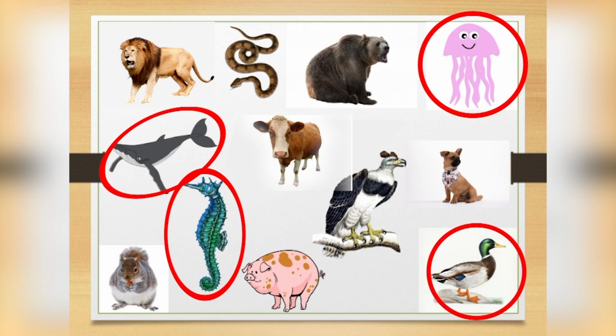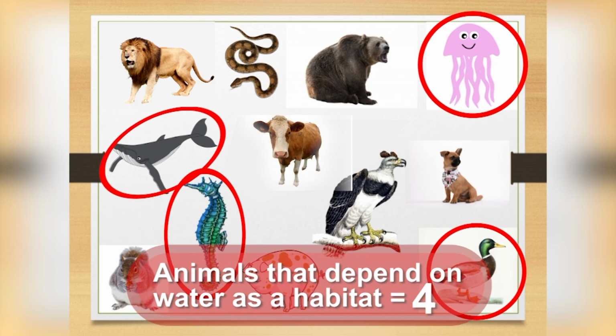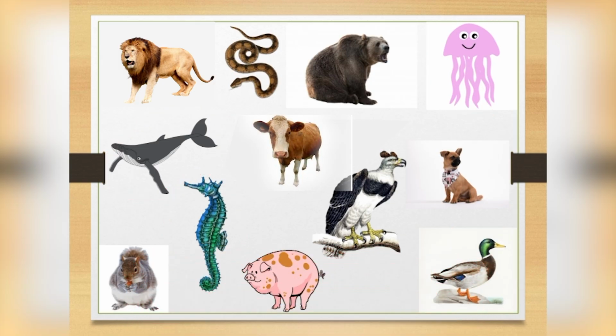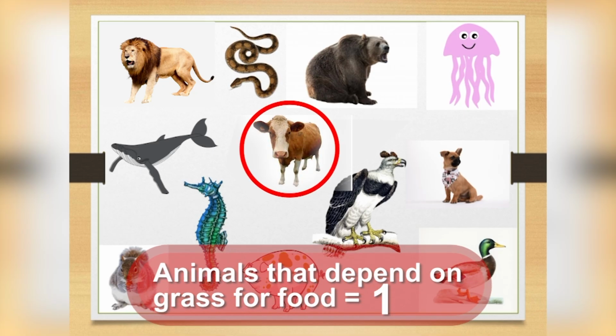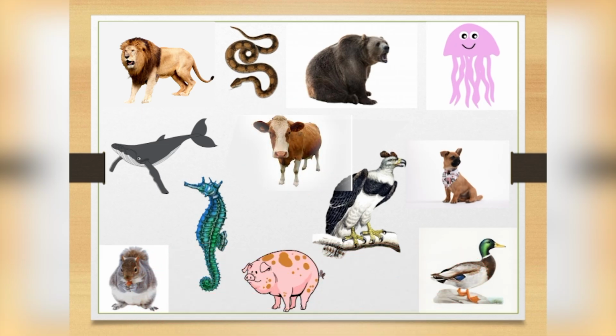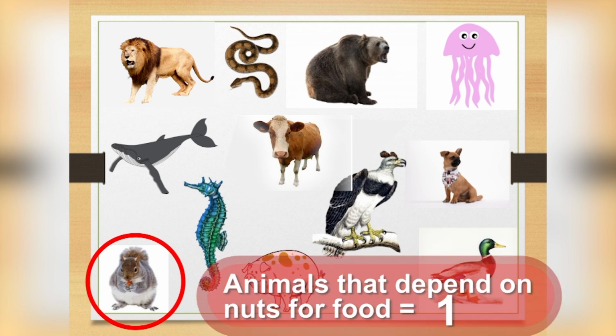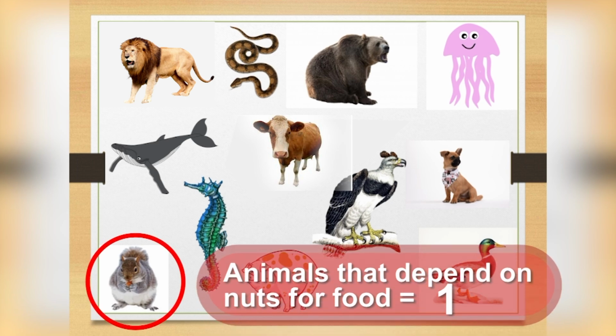Excellent job. 4 animals. Now let's move on to the next one. How many animals depend on grass for food? Wonderful. 1 animal. All right? Now, how many animals depend on nuts for food? Yes, nuts. Great job. 1 animal. Now to the final one.